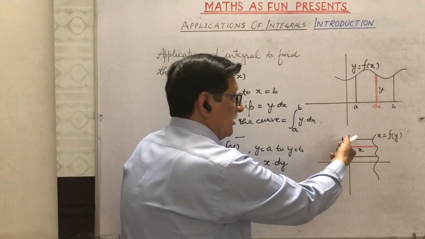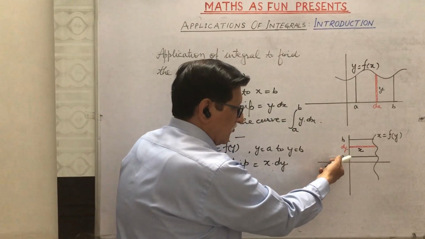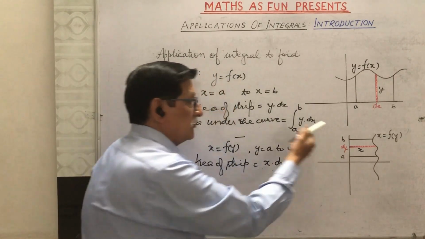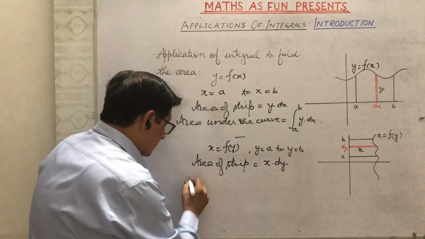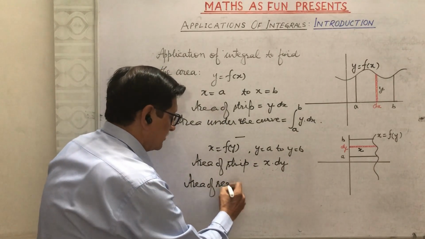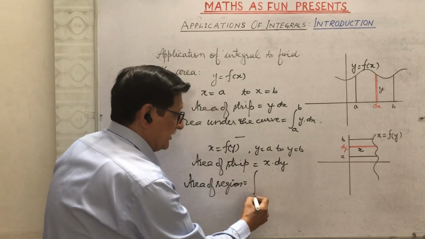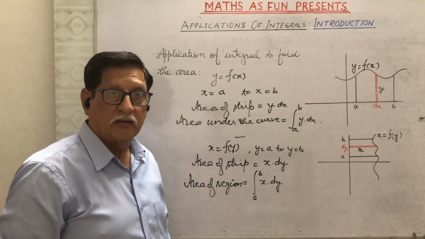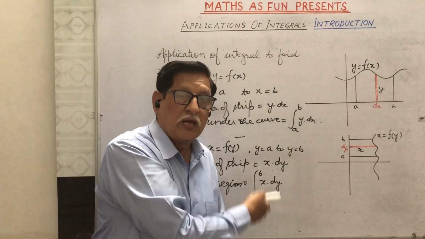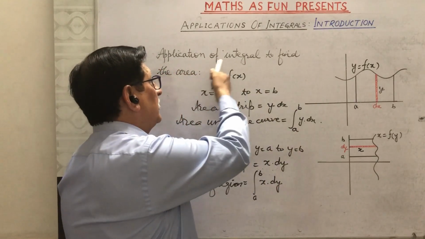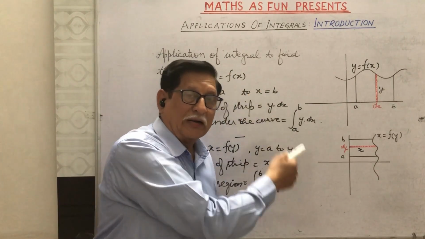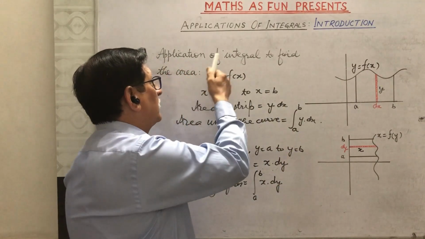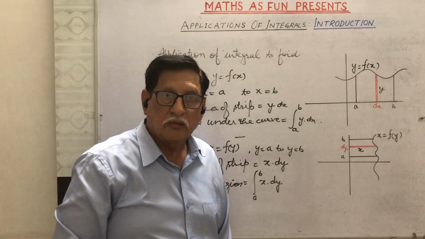Same way as we have done here, we will expand it from y equal to a to y equal to b, so that becomes the limits of the integral. And hence we can say the area of the region will be equal to integral from a to b x into dy. This is the only concept we are going to apply to find out the area of the region under the curve, maybe between the curves, by applying the integrals.